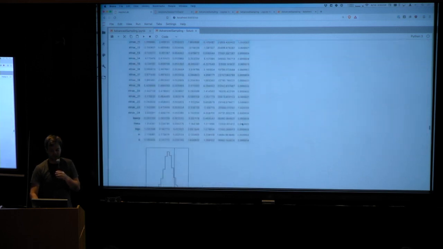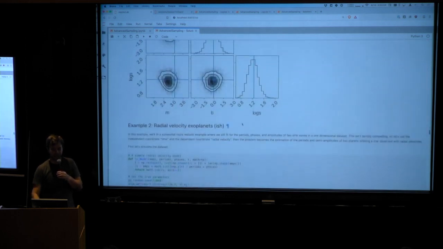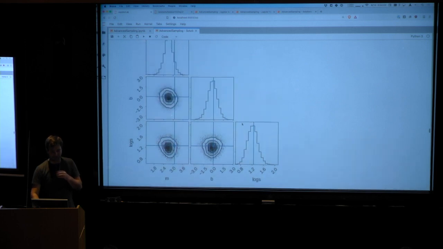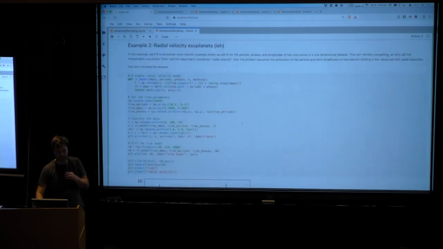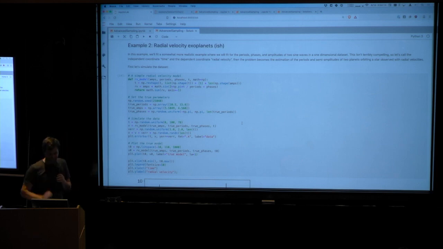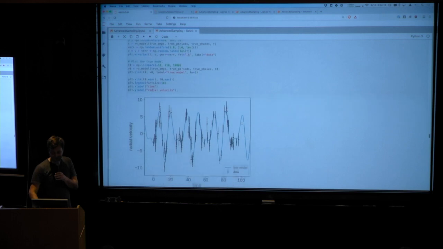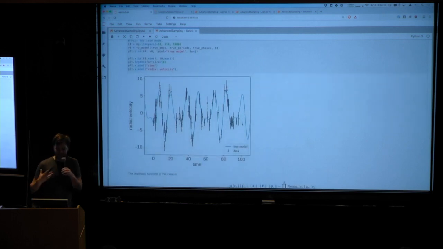So it would be worth going through and taking a look at these solutions if you didn't get a chance to work on them today. I don't know if anyone had a chance to look at example number 2. It was a lot, I know. But the idea with example number 2 was to do something a little bit more realistic. We were fitting simulated radial velocity exoplanets using these methods.